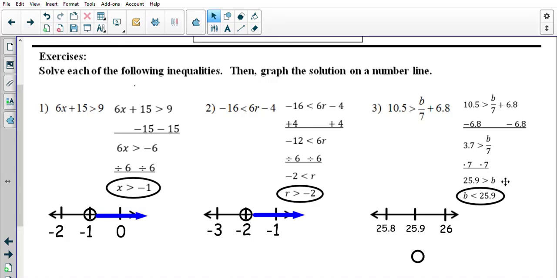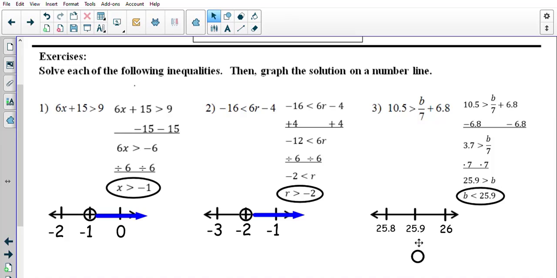Now, the variable is on the right, and I do suggest rewriting it with the variable on the left. So if you're rewriting it, you flip the variable to the left, the number to the right, and you've got to flip-flop that inequality symbol as well. So this is b is less than 25.9. You can also read it from right to left, like b is less than 25.9 when you go to graph it.